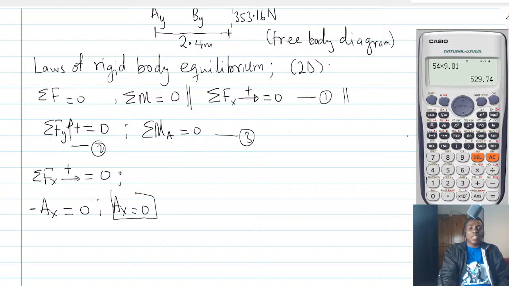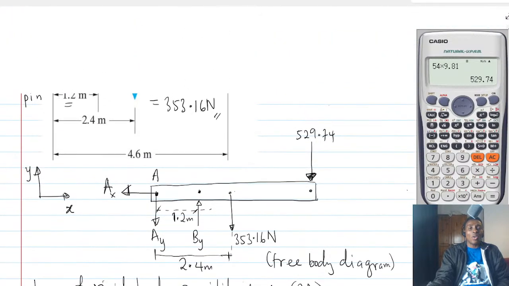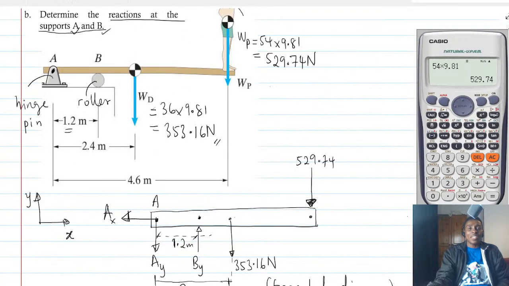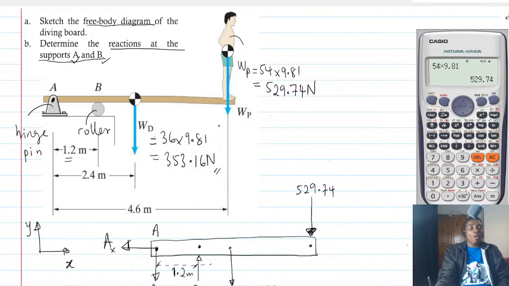Technically, what this is telling us is that there is no reaction along the x. As a matter of fact, it means that there is no force in the x direction, because all the forces are being applied along the y direction. Alright.